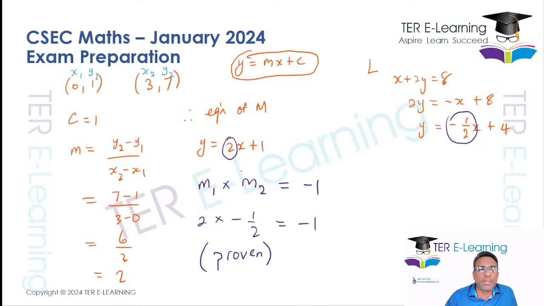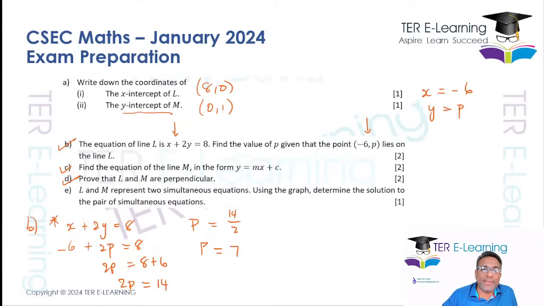What else we have to work out here? I think we have one more part. Yeah, we have one more part to the question, and the question is this. L and M represents two simultaneous equations. Use the graph to determine the solution to the pair of simultaneous equations.